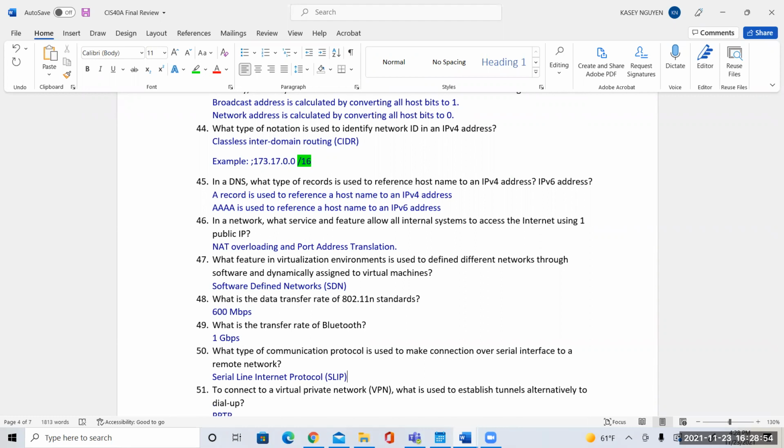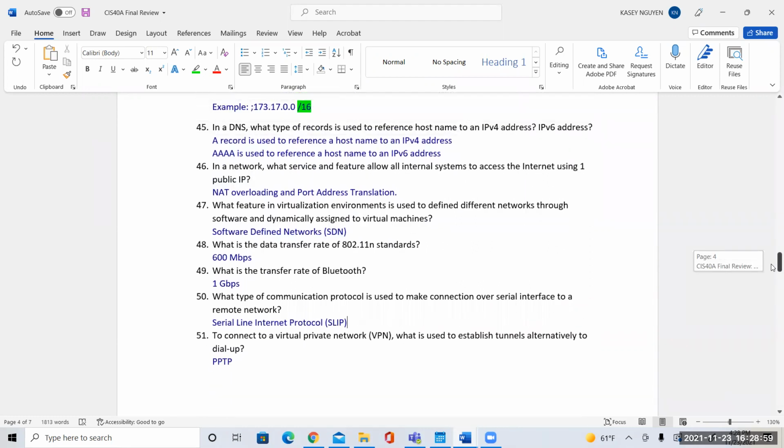To connect, let me scroll down a little. To connect to a virtual private network, what is used to establish tunnels alternatively to dial-up? So moving from dial-up, we have PPTP, which is still incorporated in most of the VPN servers today. You saw this when you configured it.